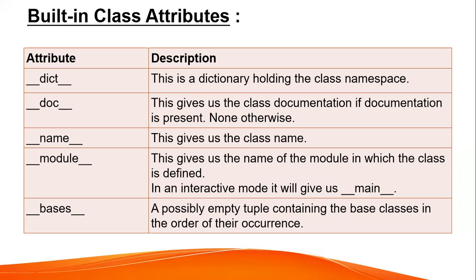Here name. This gives us the class name. Module, the fourth one, is module. This gives us the name of the module in which the class is defined. In interactive mode, it will be given as underscore main underscore. Here bases, a possibly empty tuple containing the base classes in the order of their occurrence.